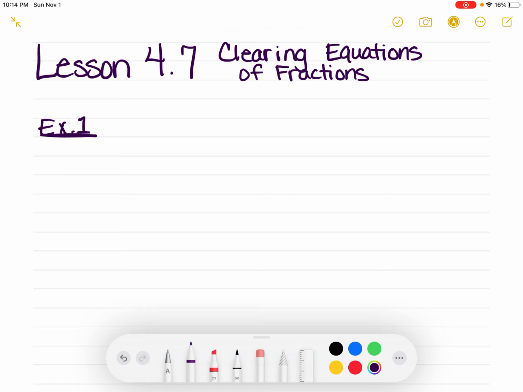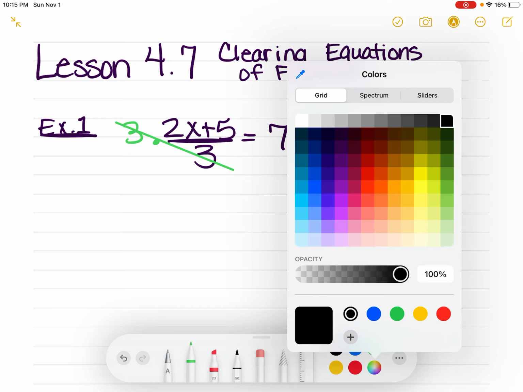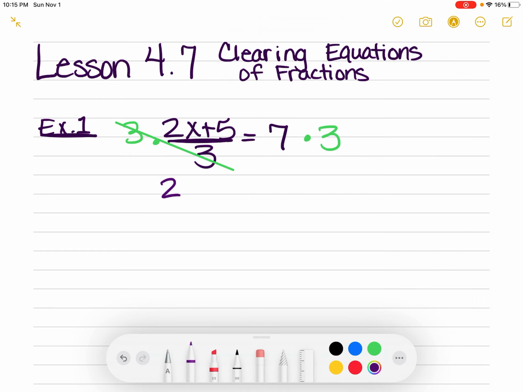Okay, example 1. If I have this problem, 2x plus 5 divided by 3 equals 7, then I have a fraction. Although you could say I have a division problem. But I want to get rid of that 3. So how do I do that? I'm going to multiply by 3 on both sides. Remember, to keep an equation balanced, you always do the same thing to both sides. So now these two cancel each other out, and all I have left on that side is the 2x plus 5. And on the other side, I have 7 times 3 is 21.